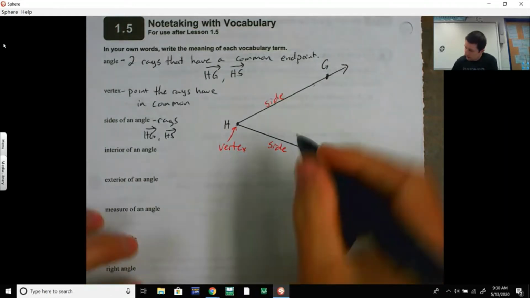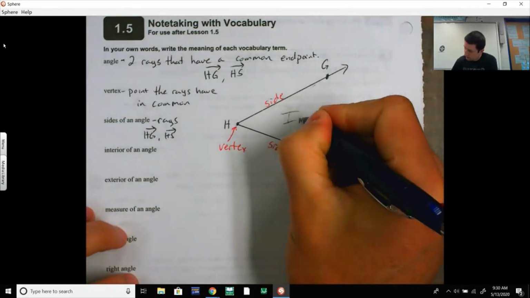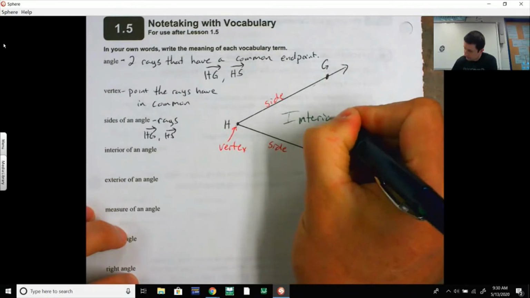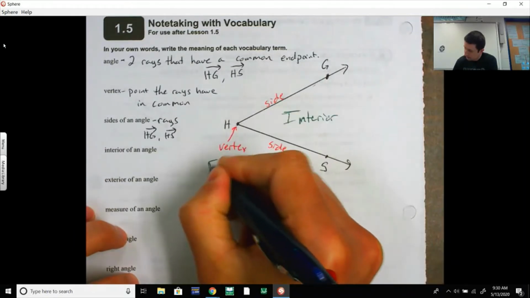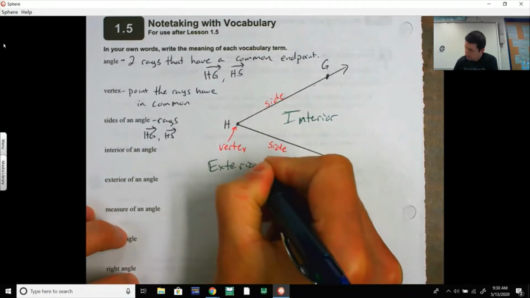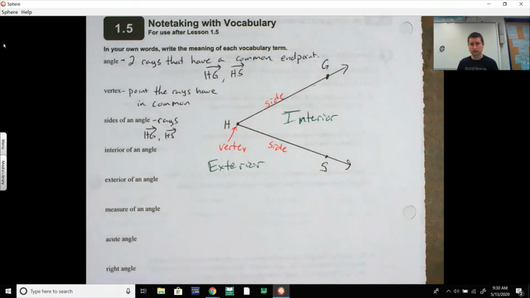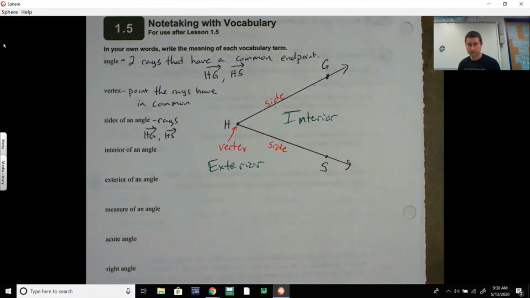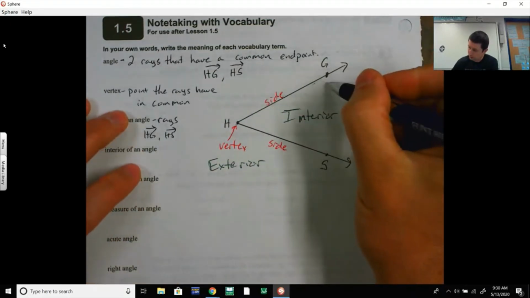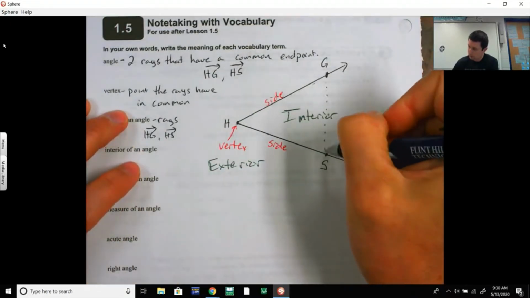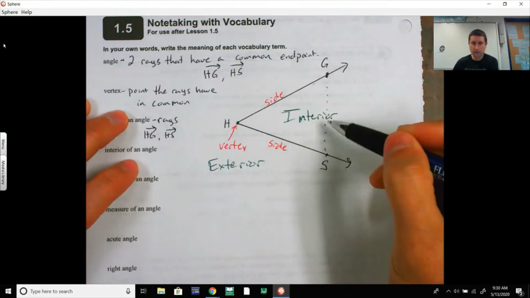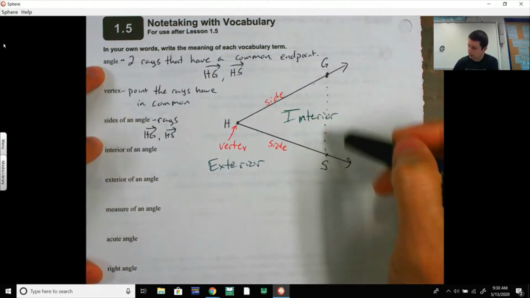The interior of the angle, that would be this part right here. Interior. It's the part inside. Exterior would be outside. So the interior angle and the exterior angle. Okay, the interior of the angle is if you connect the 2 points, that's where the interior would be.